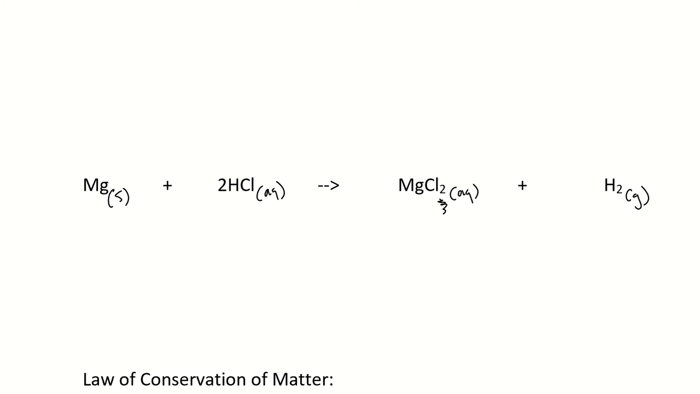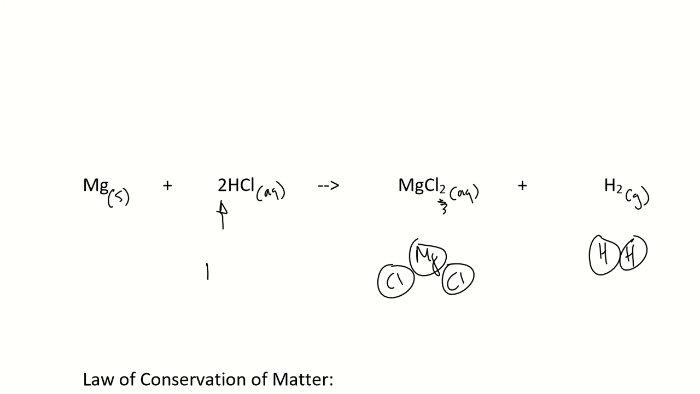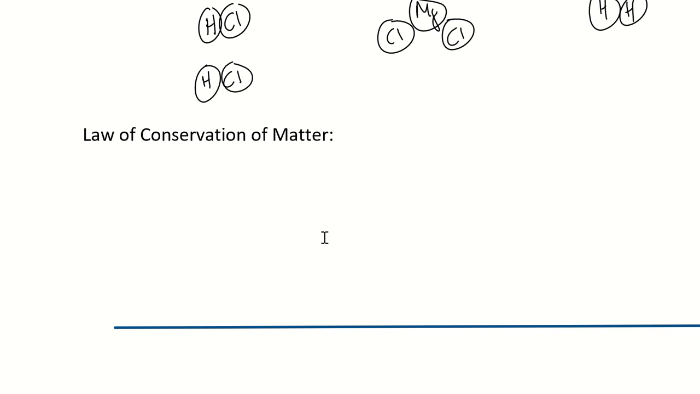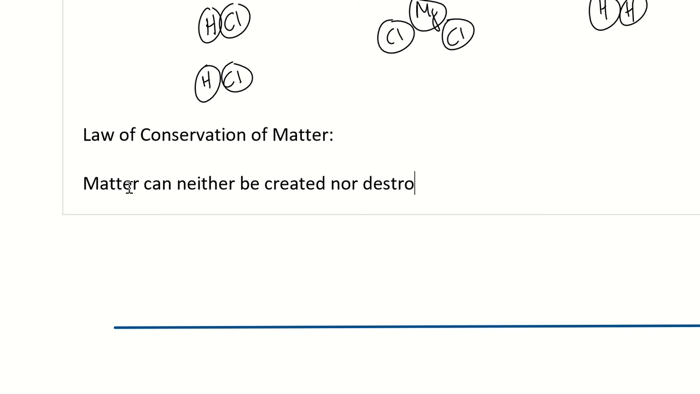Notice here we have some subscripts telling us that there's 1 magnesium to 2 chlorine atoms, that's that compound, or H2 telling us it's 2 hydrogens stuck together, and we have a coefficient, 2 HCl, telling us that there's got to be a hydrogen and a chlorine, but 2 of those. So the next question is why? The law of conservation of matter tells us that matter can neither be created nor destroyed in a chemical reaction.